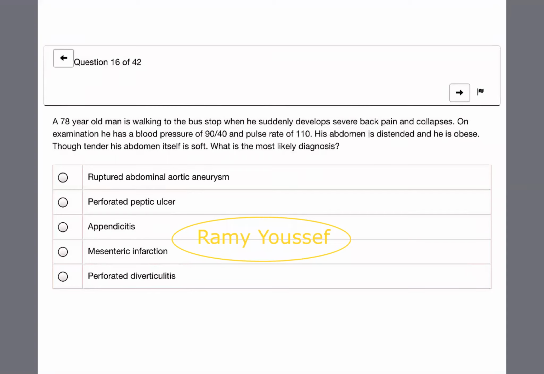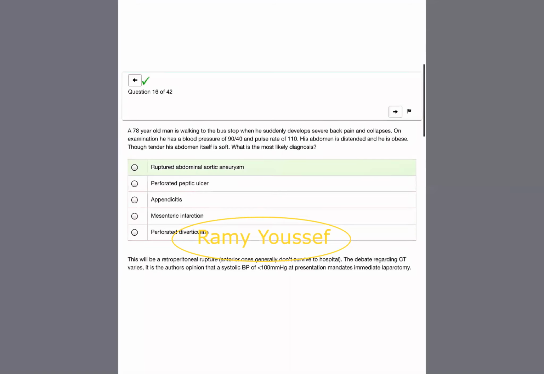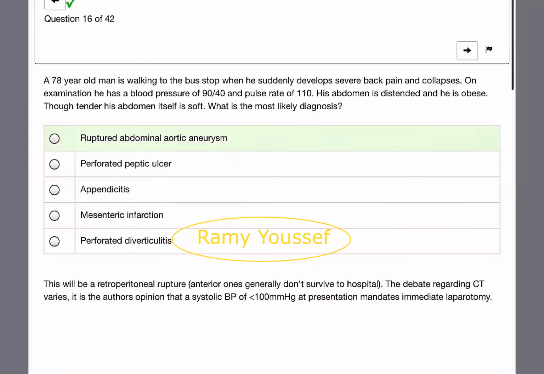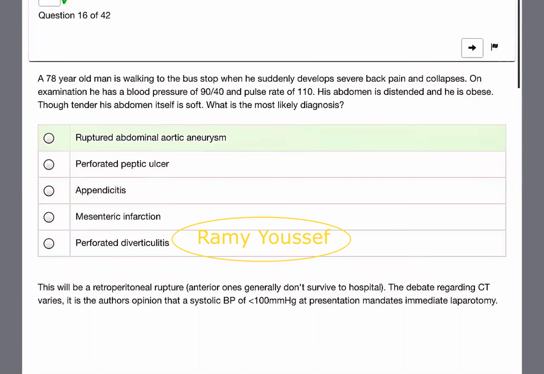Yes, it may cause septic shock, but it's late. But here is sudden collapse. So back pain with abdominal pain, but the abdomen is soft, collapse, hypotension, tachycardia. These are cardinal signs for ruptured aortic aneurysm. And this is one of the main causes of abdominal pain, back pain, abdominal causes of back pain. Okay.